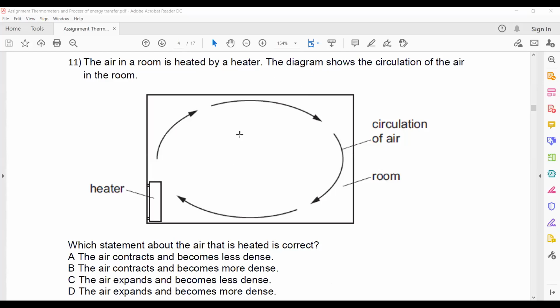So what happened? The air expands and becomes less dense, and less dense air will always rise. So cold air will move towards.